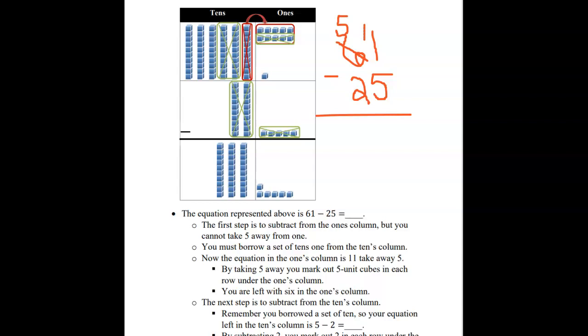So now we have 11 minus 5. Okay, so 11 minus 5 is what? 6. See, now we can do it, and that's easy now. So now we borrowed that 1, so the 6 loses 1, so now it becomes a 5. So now we have 5 minus 2, which is how many? 3. So now it's 36 is our answer. Okay, real easy stuff. It just takes practice. The more you practice, the better and easier it's going to get.